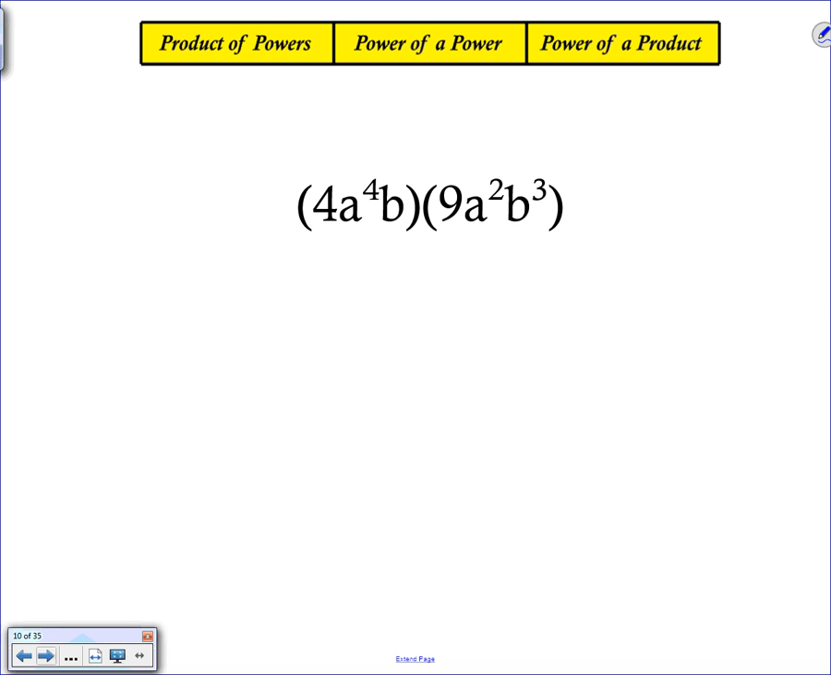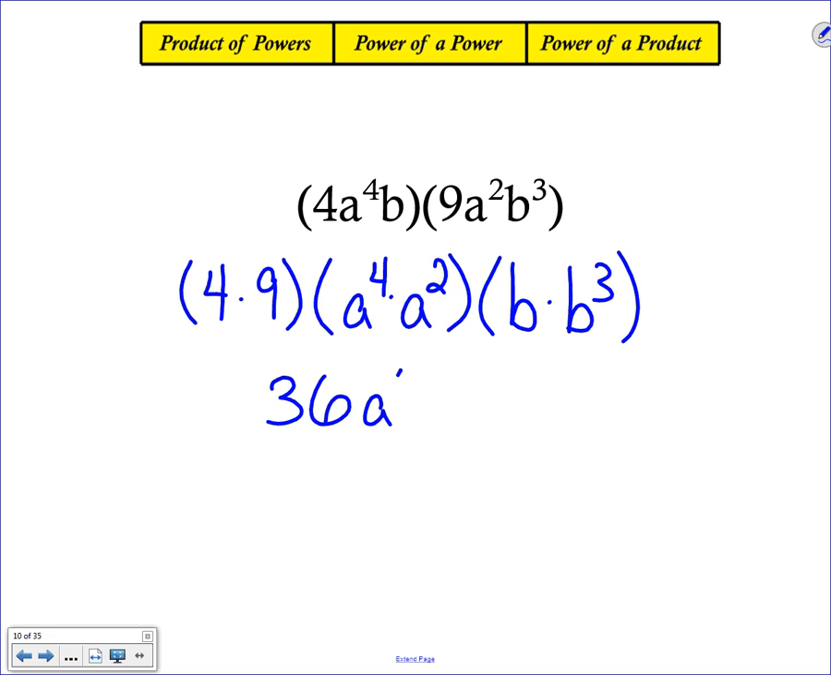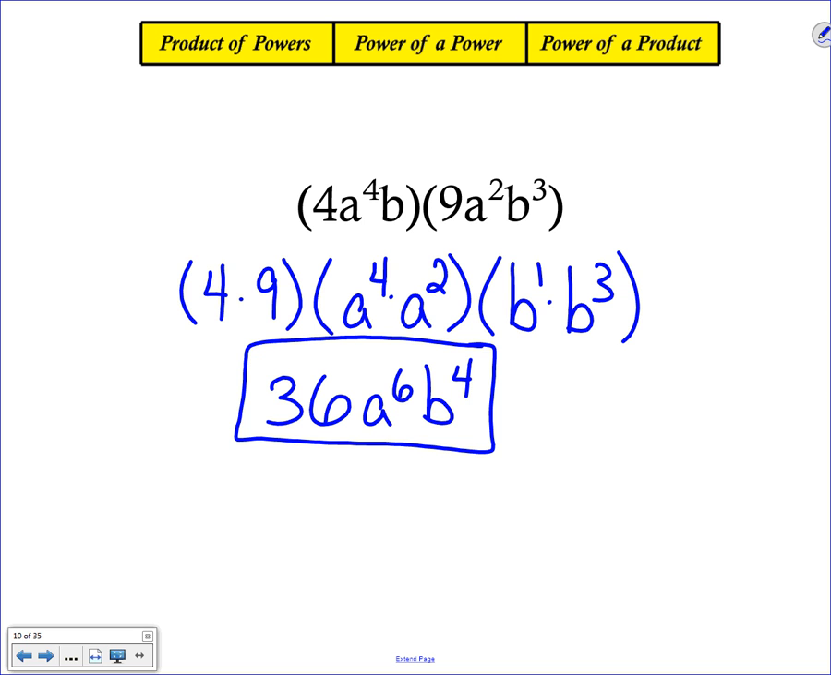Again, I'm multiplying across this entire problem. I can split this problem up using the commutative property and put similar terms together. Well, not really like terms, but similar terms. Put the coefficients together, put the a's together, and put the b's together, and then multiply. 4 times 9 is 36. A to the 4th times a squared, add the exponents, I have a to the 6th. And I have b to the 1st power times b cubed is b to the 4th power. When I'm multiplying and the bases are the same, I add the exponents.